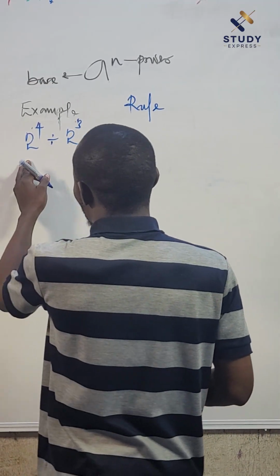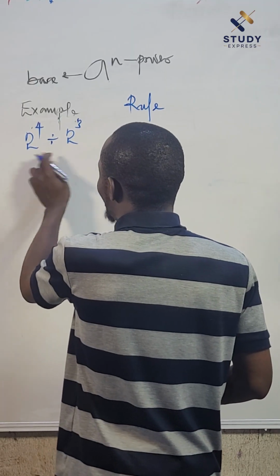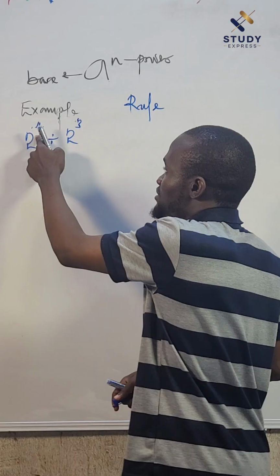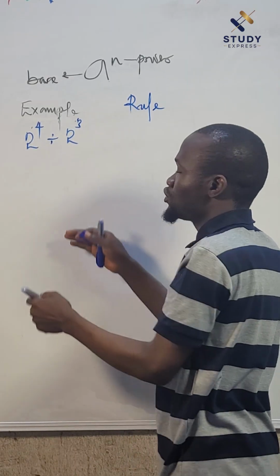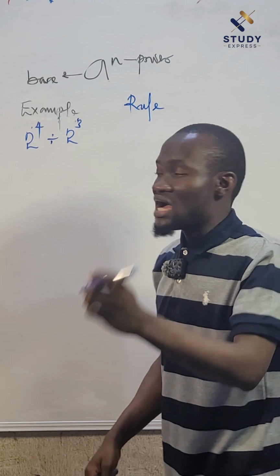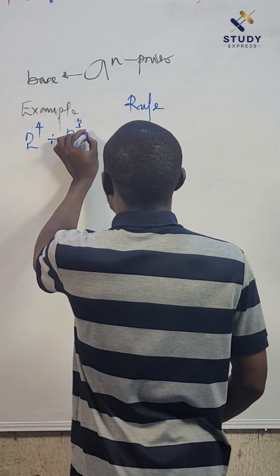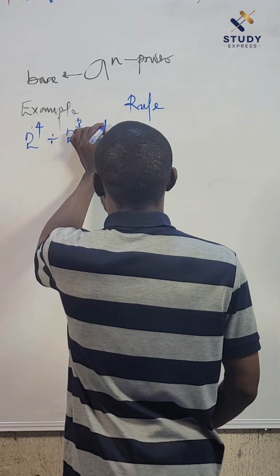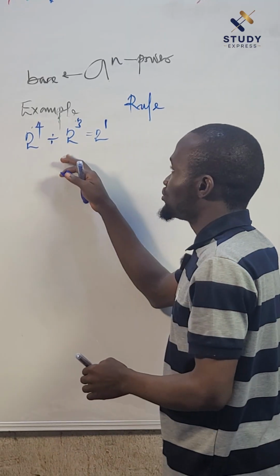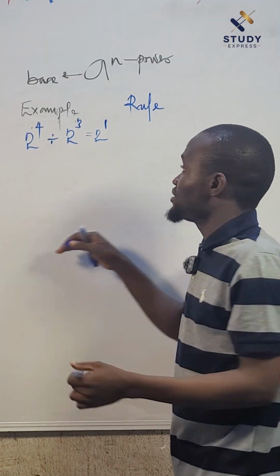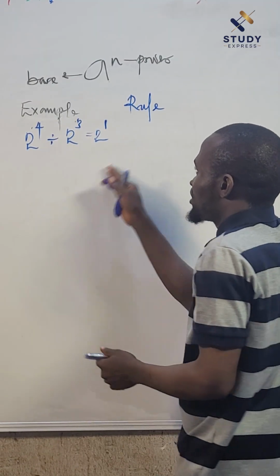If this is simplified, since they have the same base, we can just say 2 is repeated 4 times, and we have 2 repeated 3 times. So remove 3 times from 4 times, and you're left with 1. Meaning, I take out 2 in 3 places from 2 in 4 places, and you get left with 2 raised to power 1. So what's the rule?